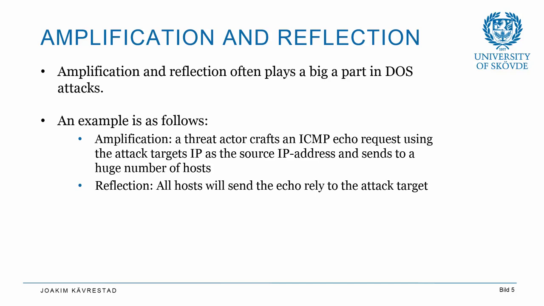And in this ping, they use the IP address of the attack target as the source IP address. And then they send this ICMP echo request to a large number of hosts. This will be reflected, and the reflection part is that all hosts will send the echo reply to the attack target because the attack target's IP address was used as the source IP address in the echo request. So this is an example of amplification and reflection.